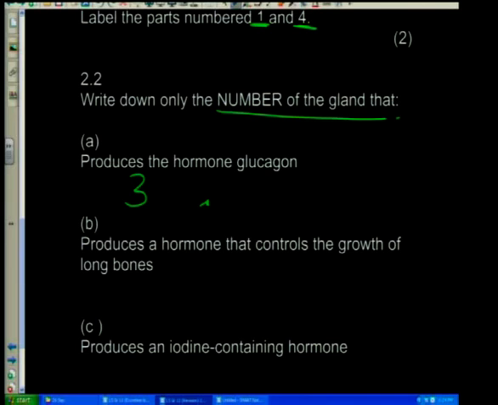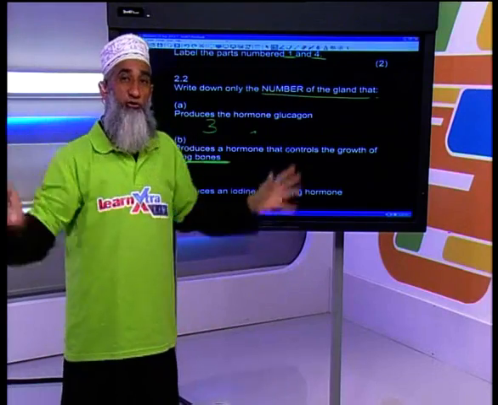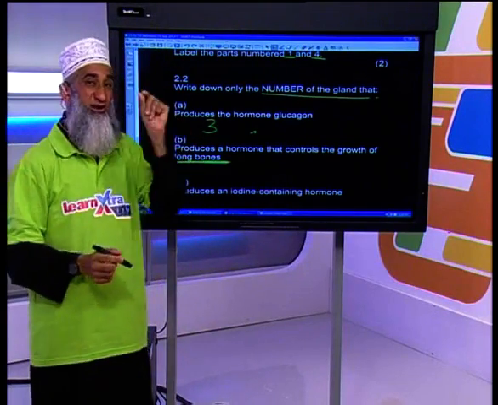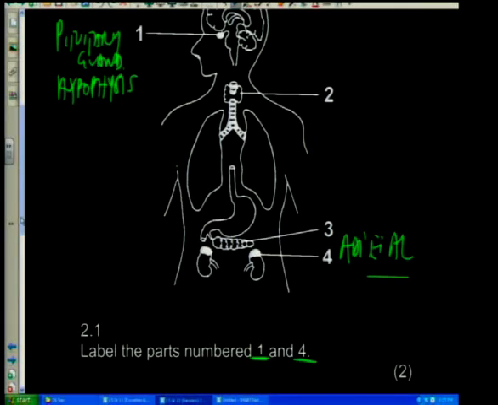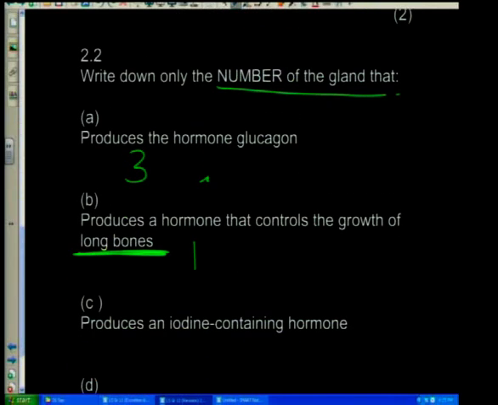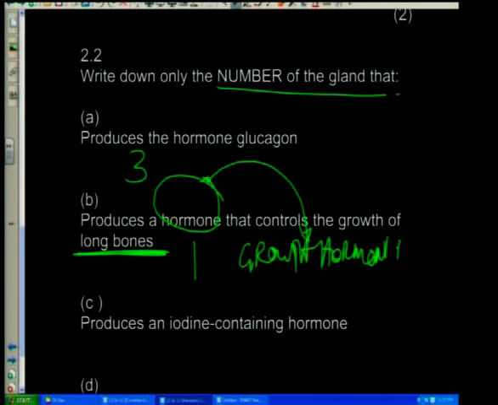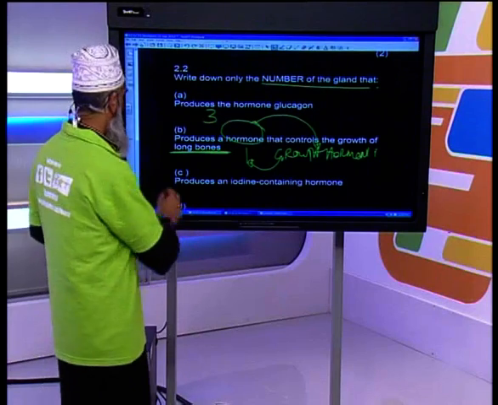B, produces a hormone that controls the growth of long bones. Very important here. They're not talking about normal overall growth and development. They're talking about growth of the long bone. And that one is produced by number 1, the pituitary gland. By the way, that would be the growth hormone. Not the answer to the question, but that's the hormone. Which hormone? The growth hormone. Where is it secreted by? By number 1, which is the pituitary gland.